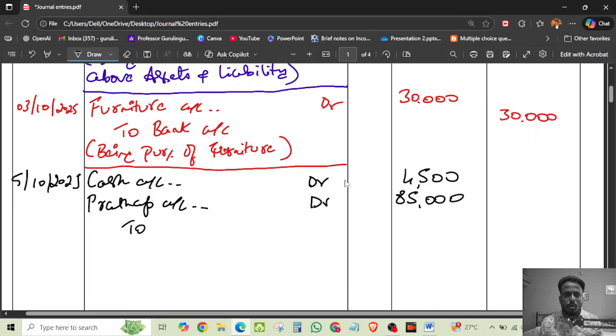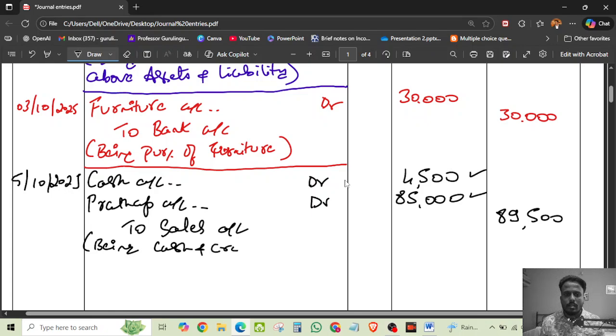We are writing Pratap's name. So from both Ravindra and Pratap there is a sale made. Therefore total sales is 89,500 rupees, that is, cash sales is 4,500 and credit sales is 85,000. So being cash and credit sales made. This is how you will pass the journal entry.